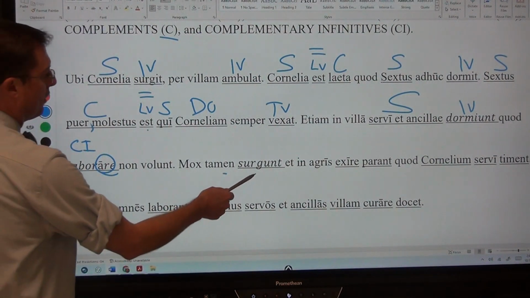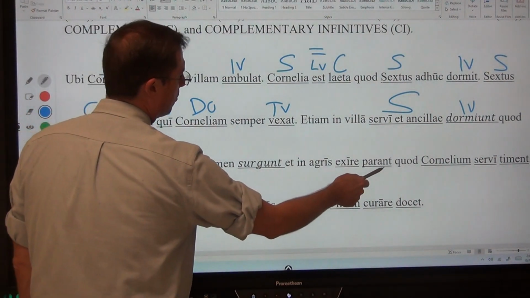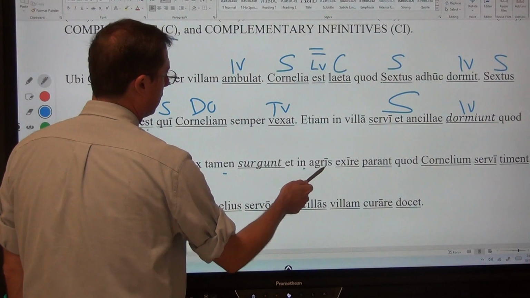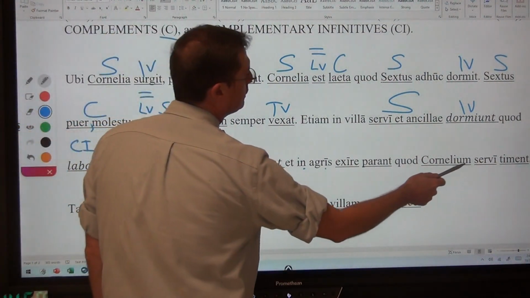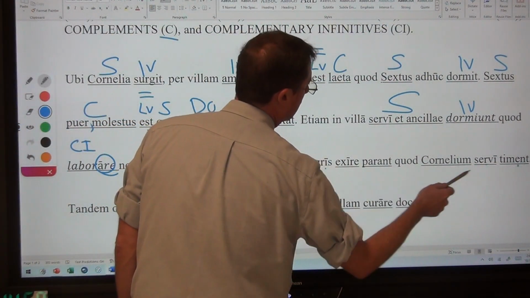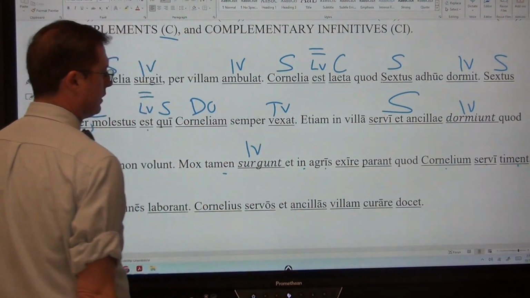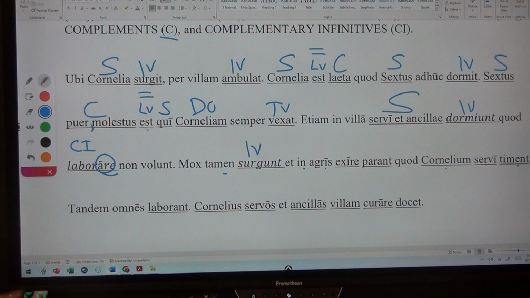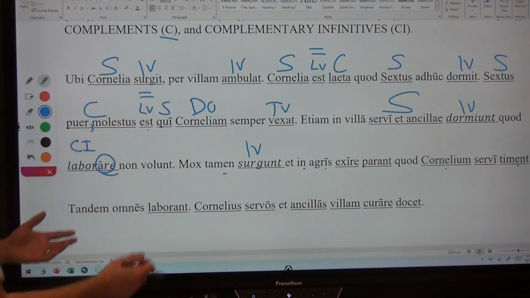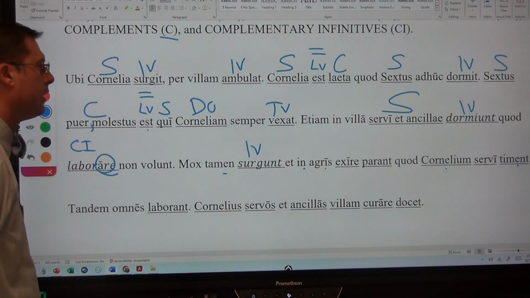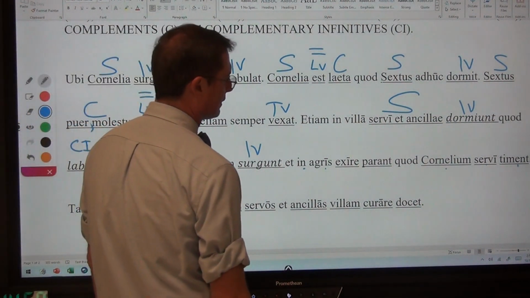Soon, however, they rise and they prepare to go out in the fields because the slaves fear Cornelius. And so, surgunt is again an intransitive action. He or they, in this instance, rise. Can they rise the screen? No. And so therefore it's an intransitive action with no direct object.